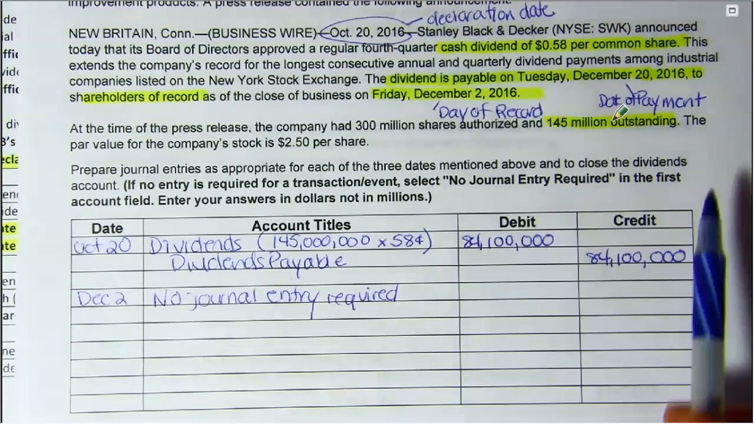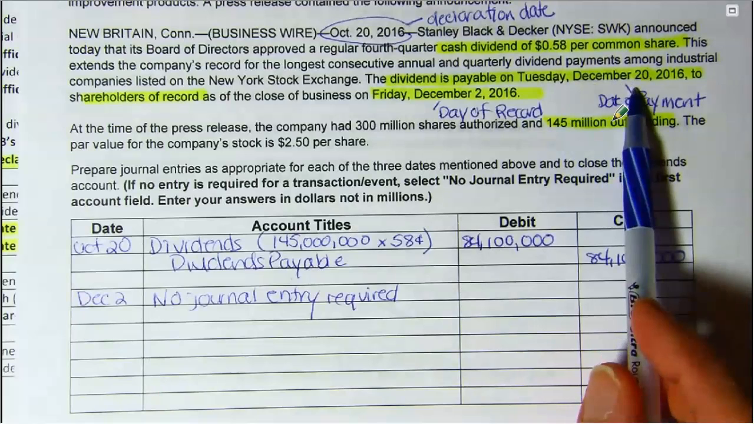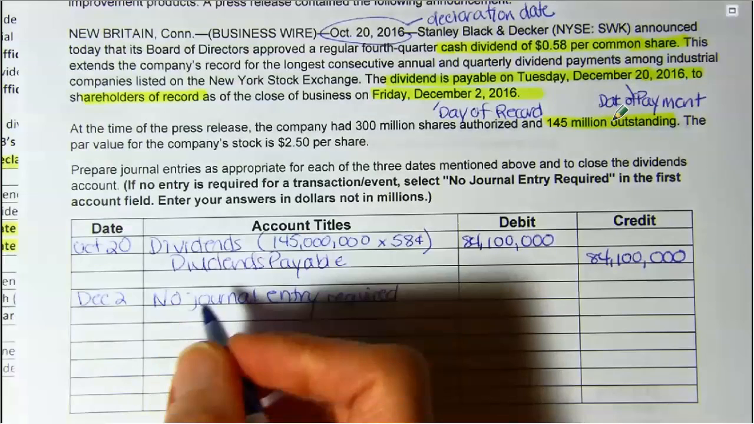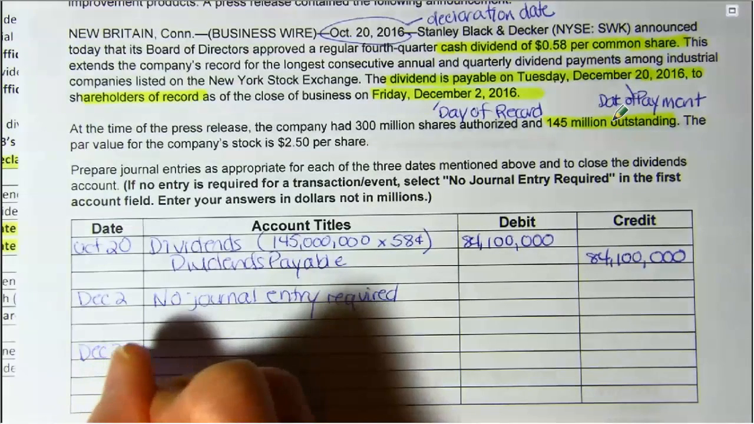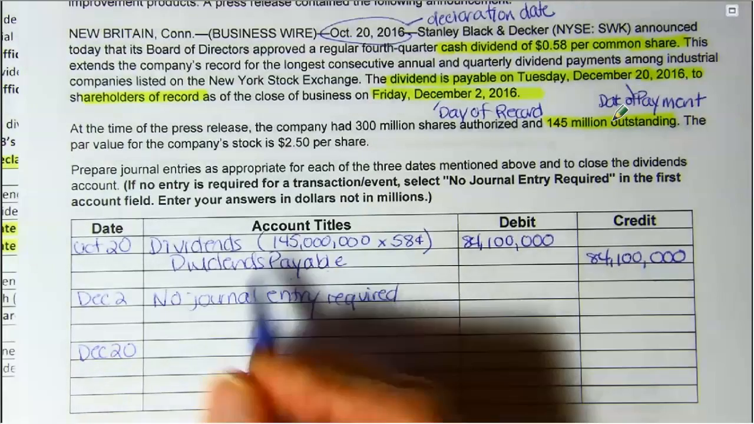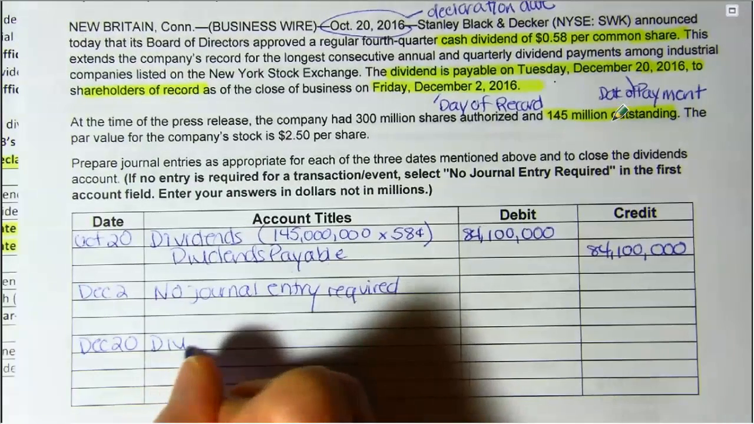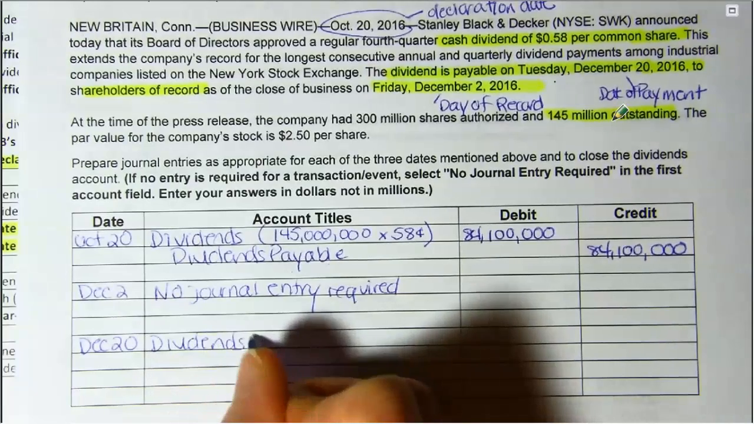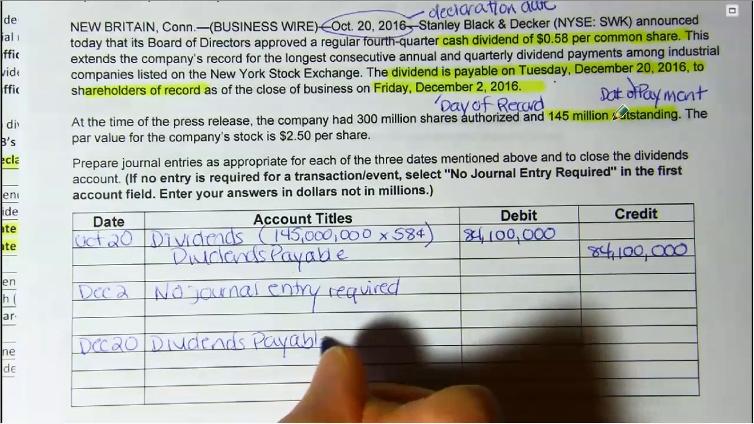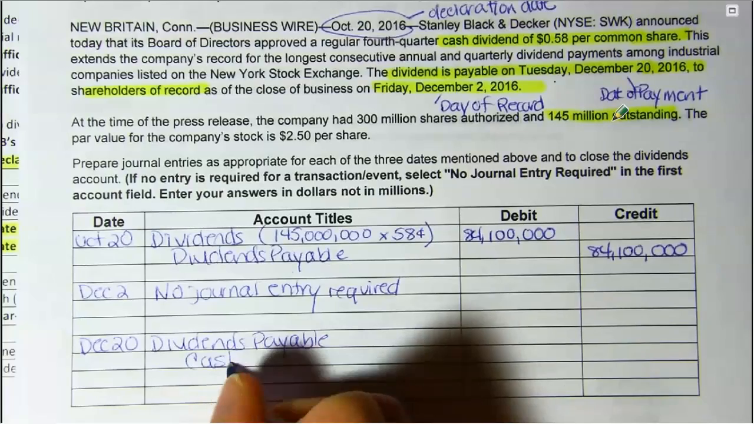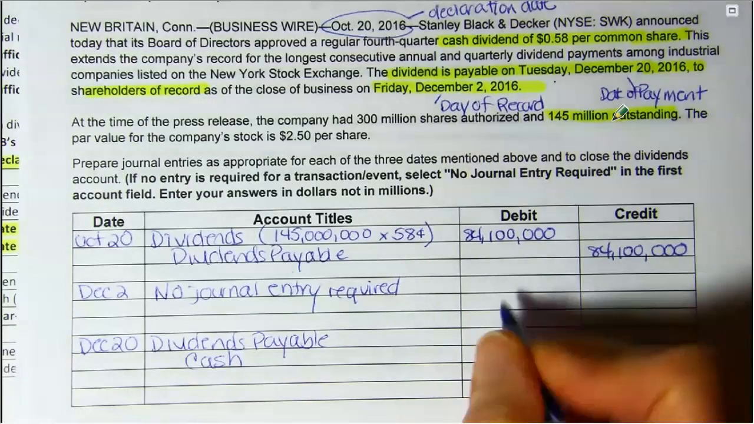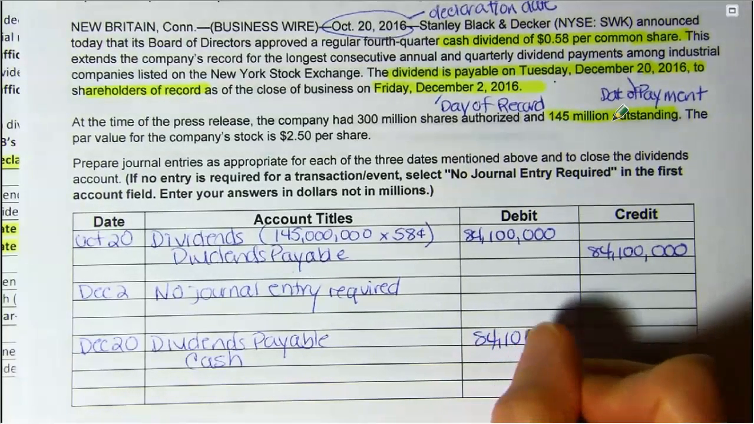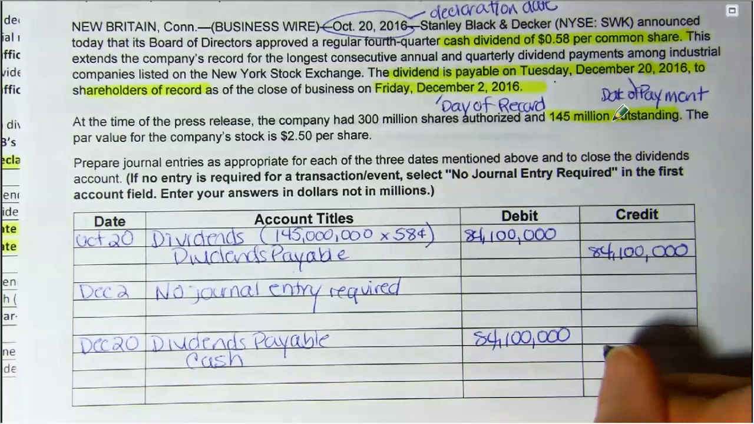Then on the day of payment, which they said was Tuesday, December 20th, we're going to debit that dividends payable because we're going to pay it now. So we want to reduce the payable by debiting. And we credit cash. We write the checks out. And this number has to match. Whatever the payable is, you're going to pay out.